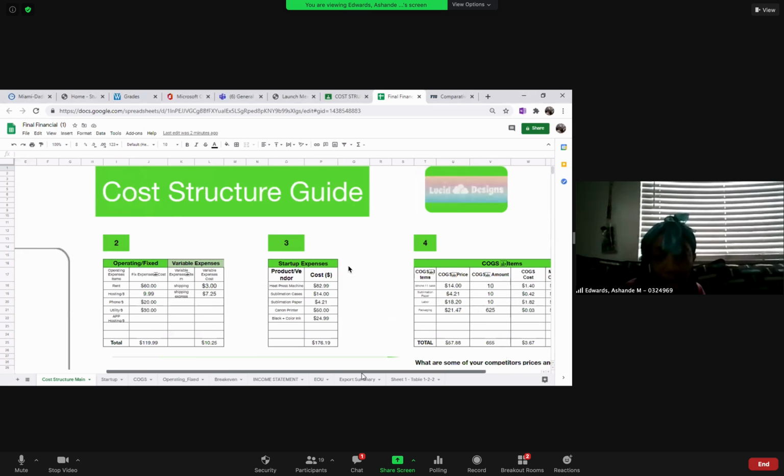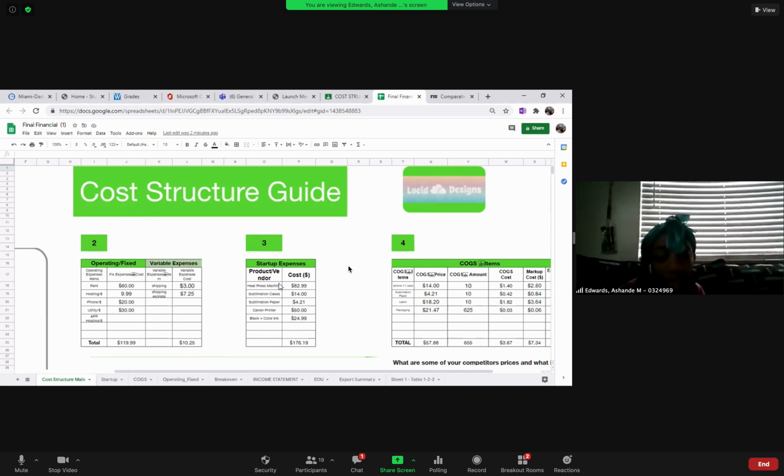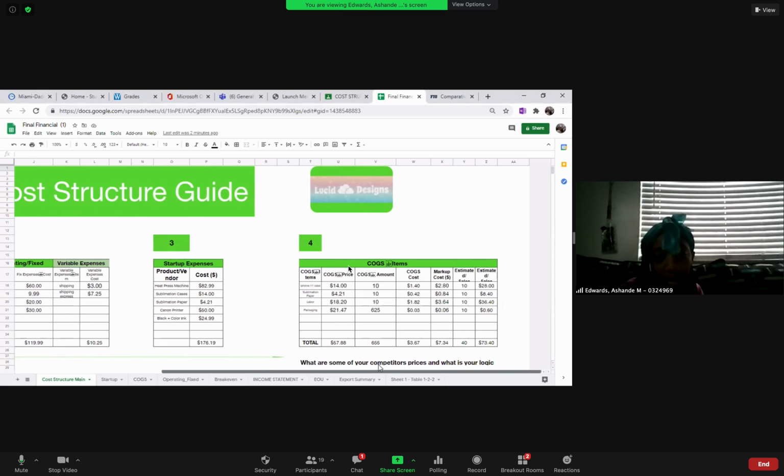Okay. Now my startup expenses consist of the stuff that I would be using, so it cost me about $176 to start my business. Now you say you have a heat press machine. How did you come up with those prices for the heat press and the sublimation? So I did my research on how much it would cost. I also went and bought the stuff, so I can get an average price of how much it would cost, so I could put it in here.